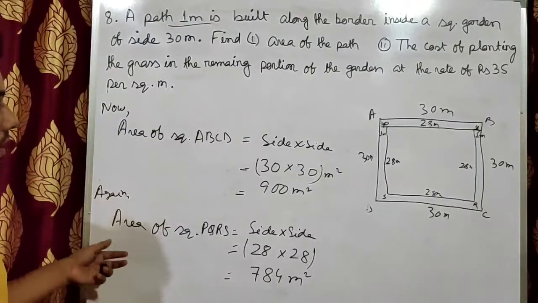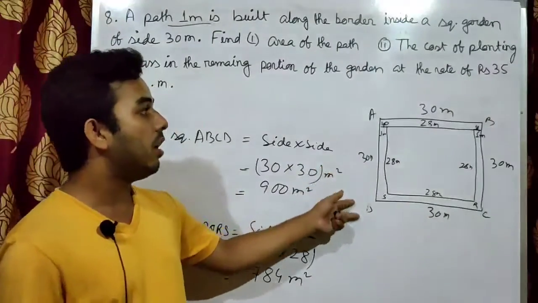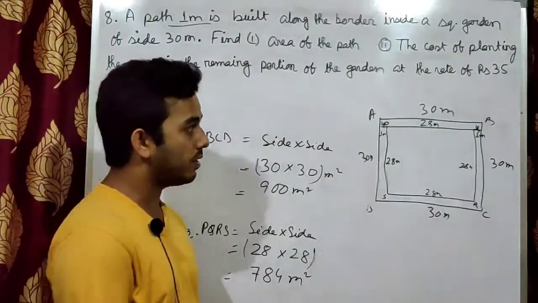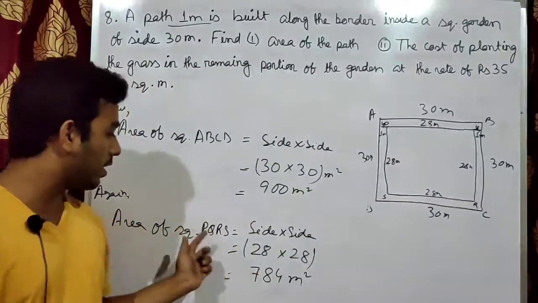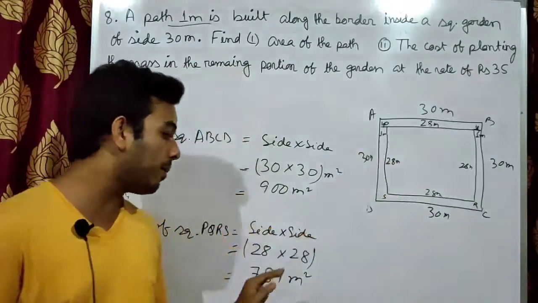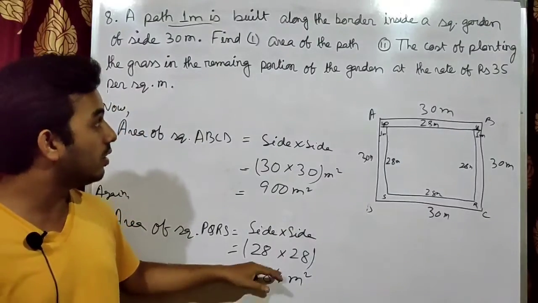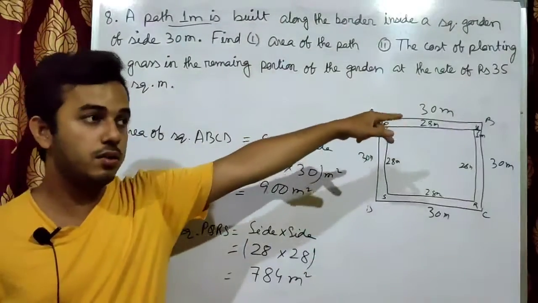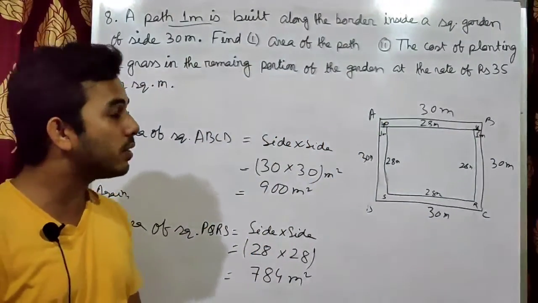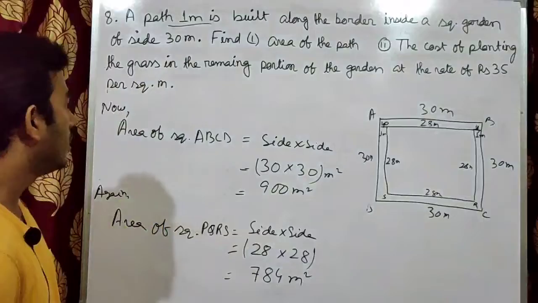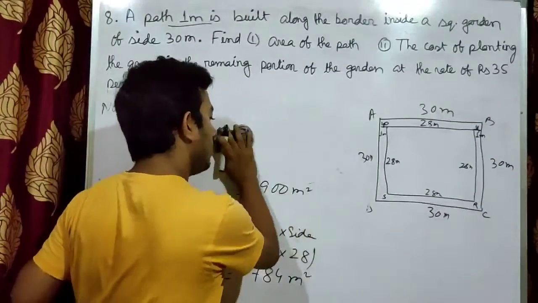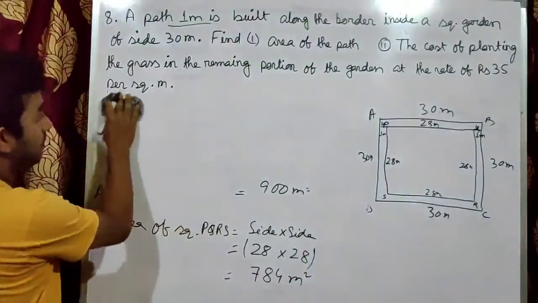So we have found out the area of square ABCD as well as the area of square PQRS. Now the area of square PQRS is the area of the remaining portion of the garden. We have to multiply this with the rate, so that we will find our second answer. So before going to the second answer, we have to find our first answer. So for finding our first answer, we first have to erase the board, right?